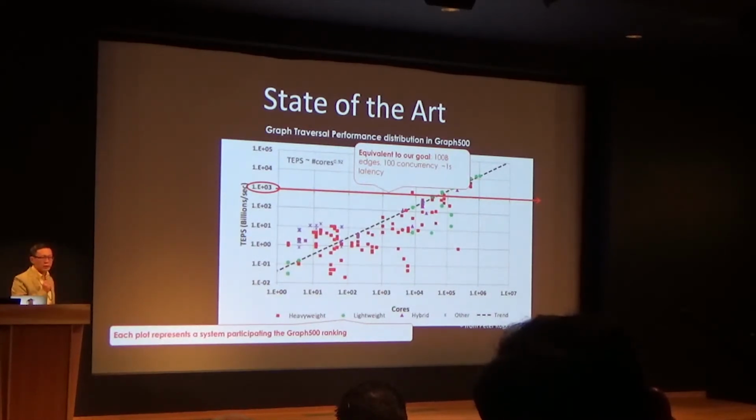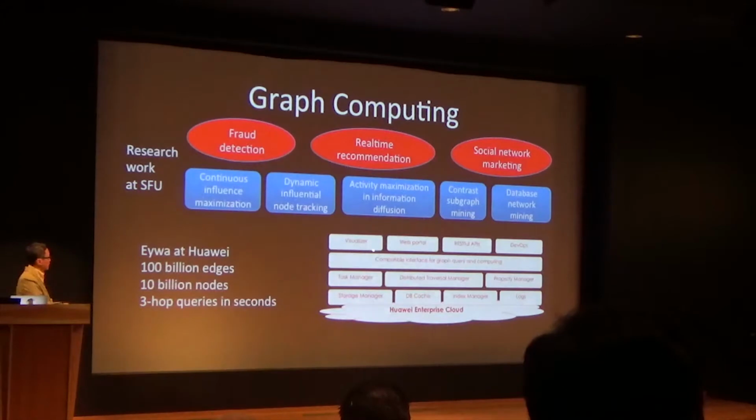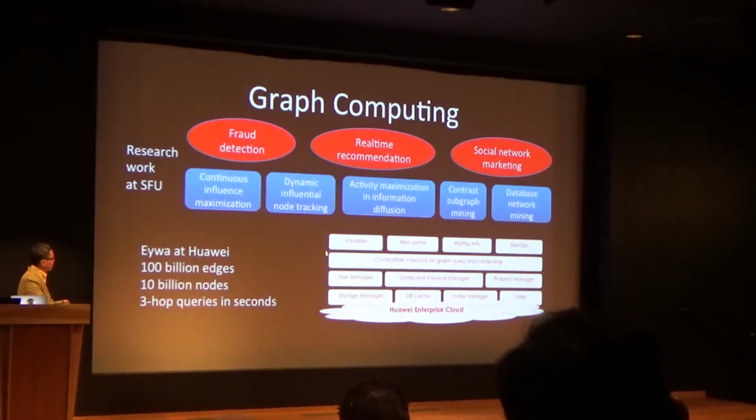We want a large scale, but we don't want to use supercomputing equipment. Instead, we just want to use the regularly available facility, servers, to build our system. So this is the architecture we use, we call it EVA in Huawei. And we just launched it early this month.